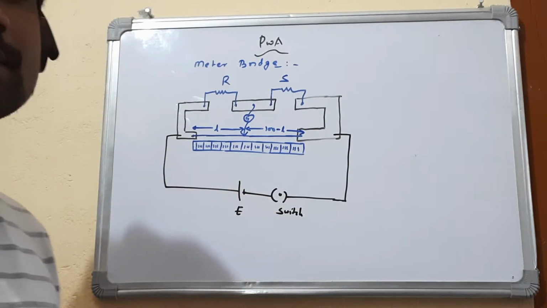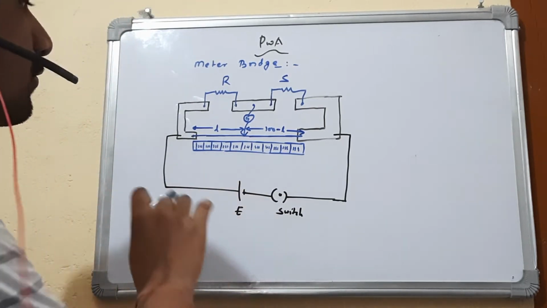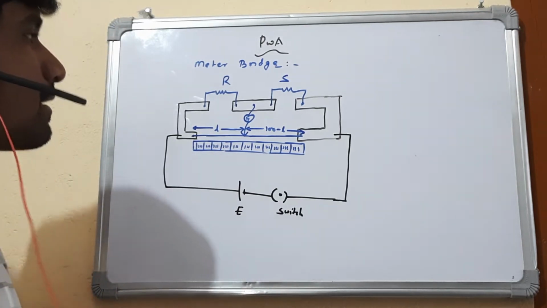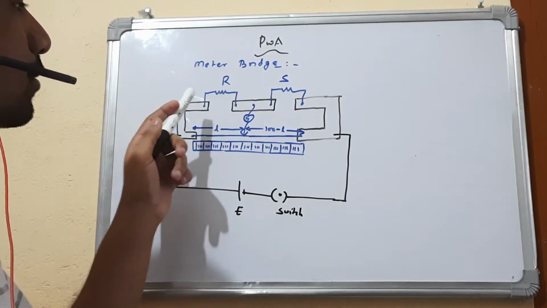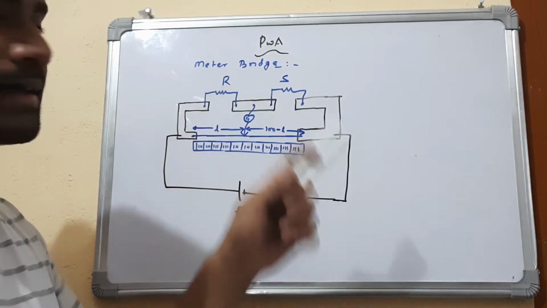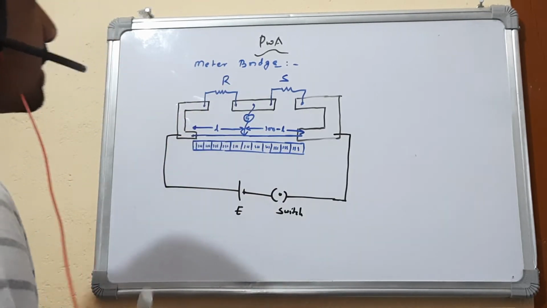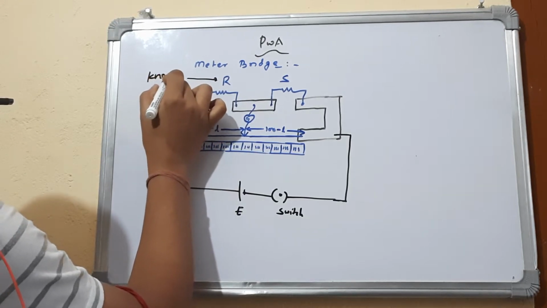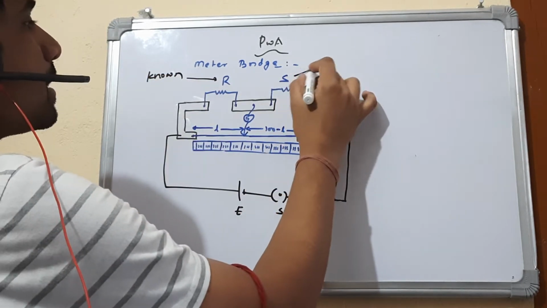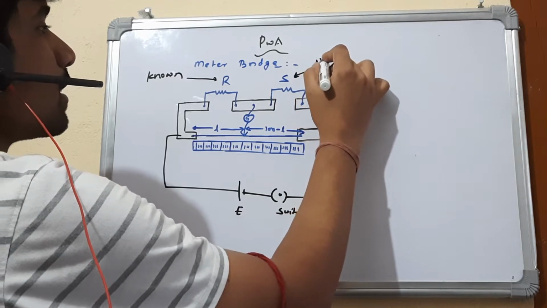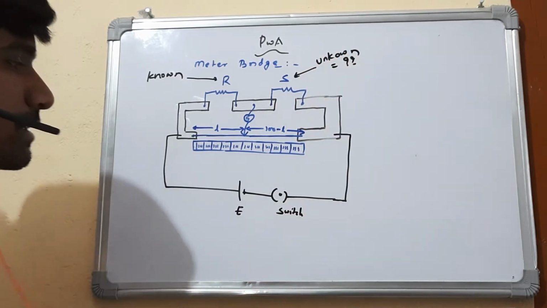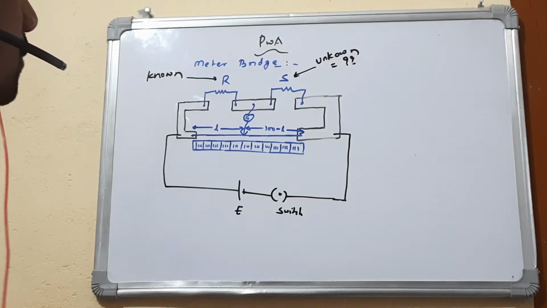And one application of that is the meter bridge. So you see, the meter bridge arrangement looks like this. There is a wire which is 1 meter in length, and there are two resistances, R and S. One of the resistances is known to us, so let's say R is the known resistance, and S is the unknown resistance. We need to find the value of S using this setup.